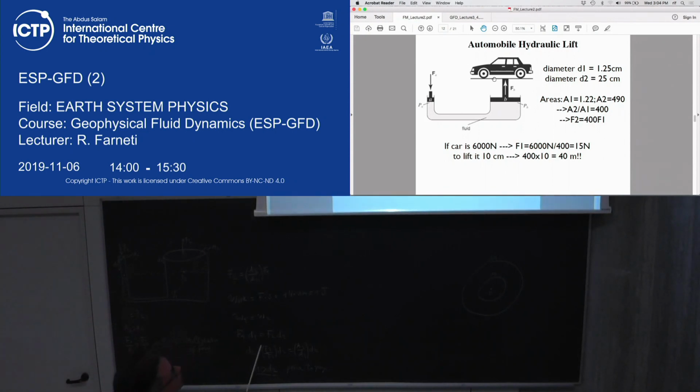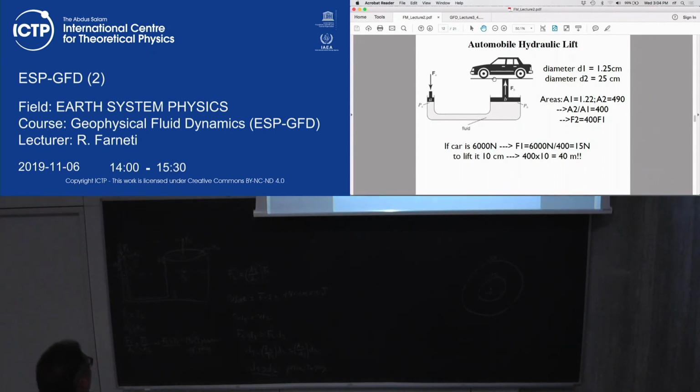But how can you do that? You can do that only if D1 is much larger than D2. So in order to lift it 10 centimeters, so D2 is 10 centimeters, you're going to need a tube that is 40 meters long. So underneath the garage there's a long tube. That's the 40 meter long tube. Well, no, they don't do it like this anymore, but that's what you would need.